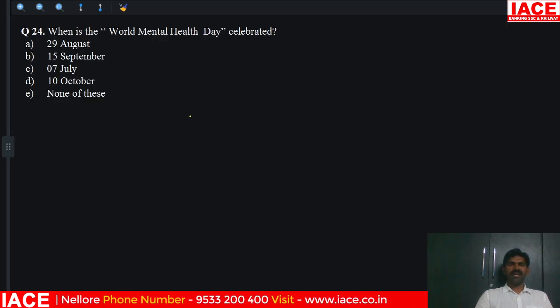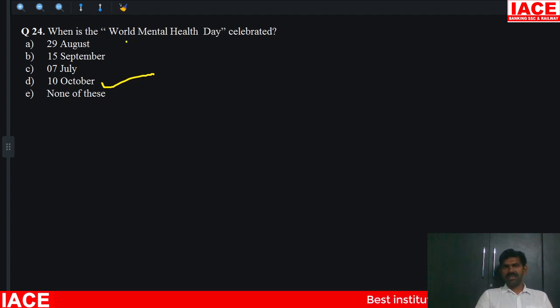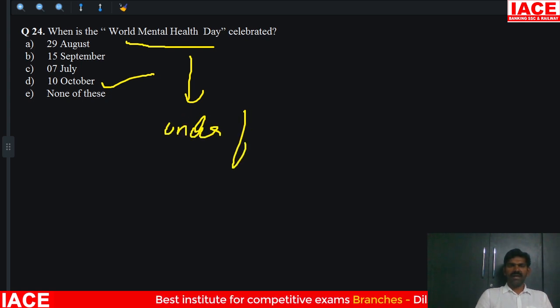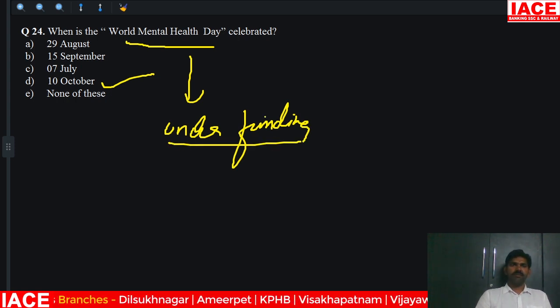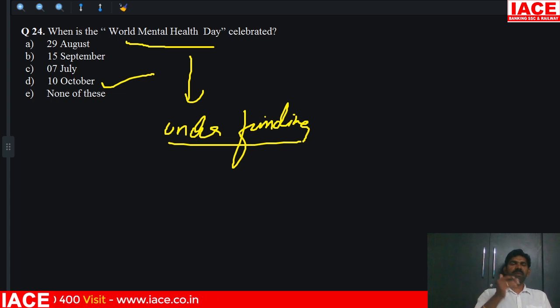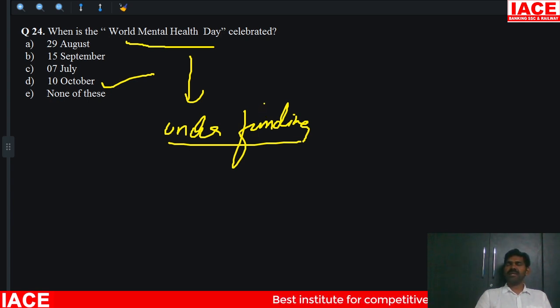When is World Mental Health Day celebrated? Remember, very important. World Mental Health Day is celebrated on 10th October. Mental health is said to be an underfunded zone. That means whatever funds are required by the world to address mental health are not sufficient. It is one domain where there is underfunding. And on account of COVID-19, when people were restricted to their homes, some people suffered from a lot of psychological disorders. So this Mental Health Day, October 10th, is very important.